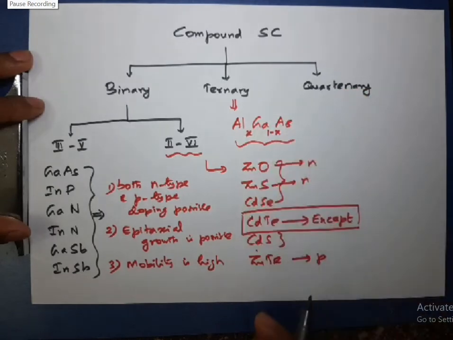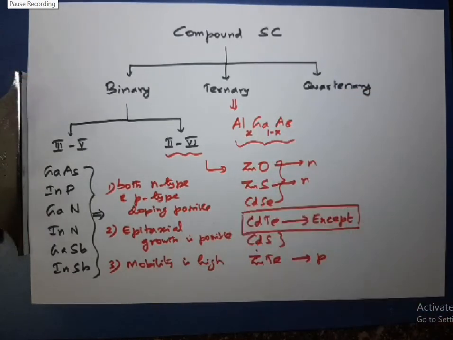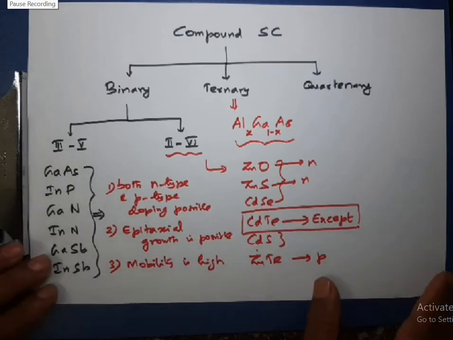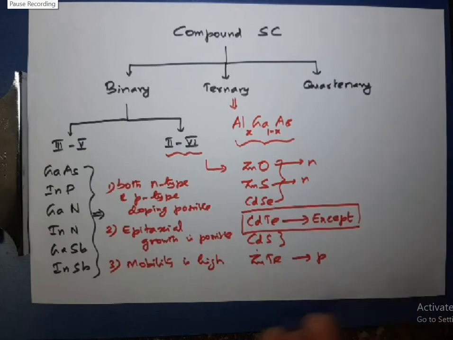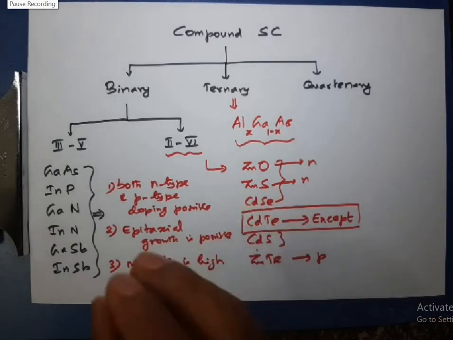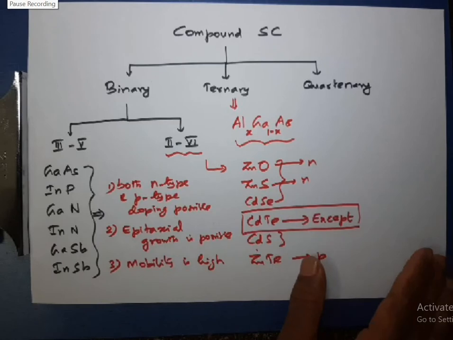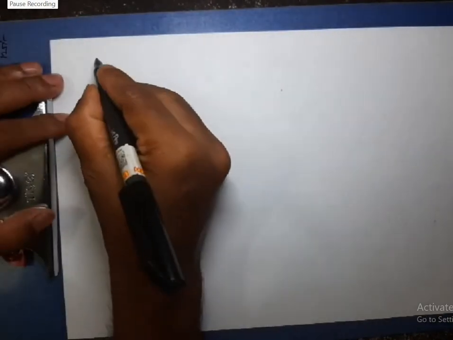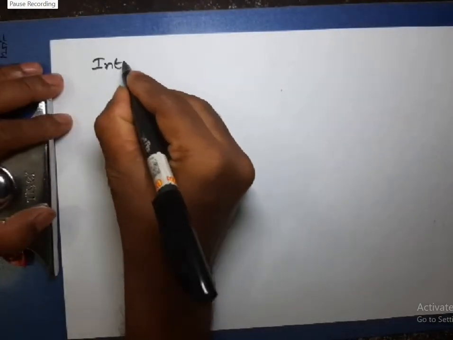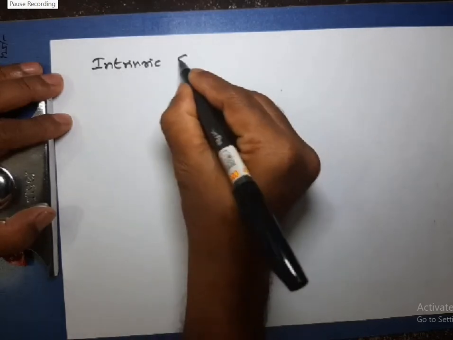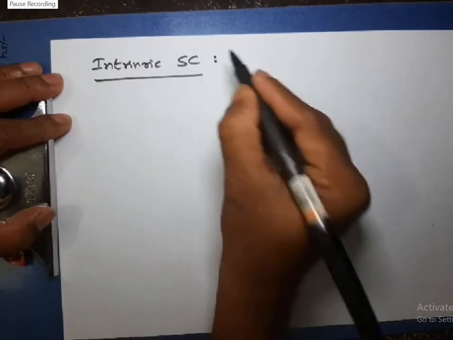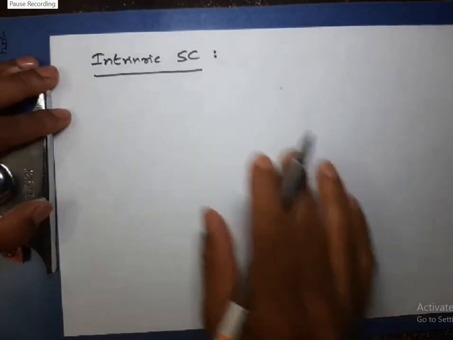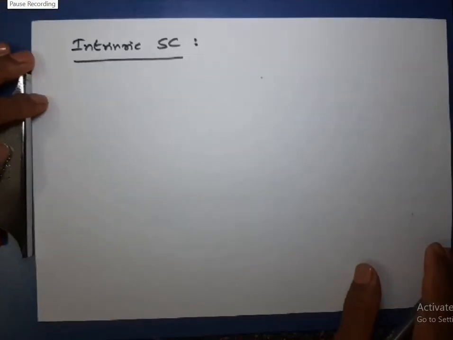We also have quaternary compound semiconductors and other semiconductors. Okay, so with this information, let me proceed with how to calculate the carrier concentrations in the case of intrinsic semiconductors. In an intrinsic semiconductor, how do we calculate the carrier concentration?